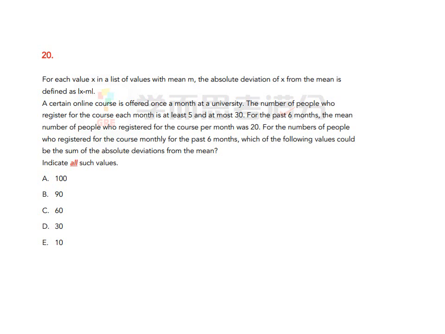Suppose x is 20 and m is also 20. So the absolute deviation will be 0. And take the least, that is 5 minus 20 for 2 times, that is 5 minus 20 plus 5 minus 20, and take the at most, that is 30 for 3 times. So 30 minus 20 plus 30 minus 20 plus 30 minus 20. And take 20 minus 24 one time. In this way, we are close to average 20. So we get 16. Our lowest value is 0 and the highest value will be 16.